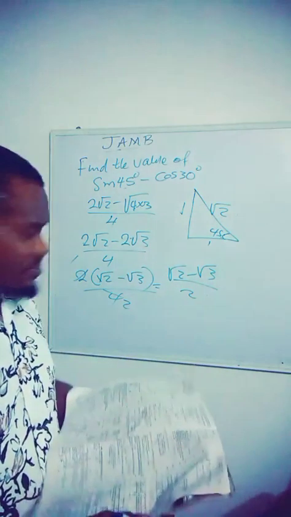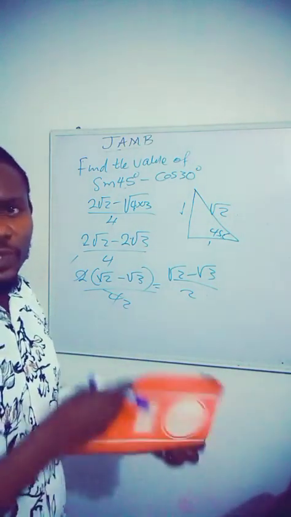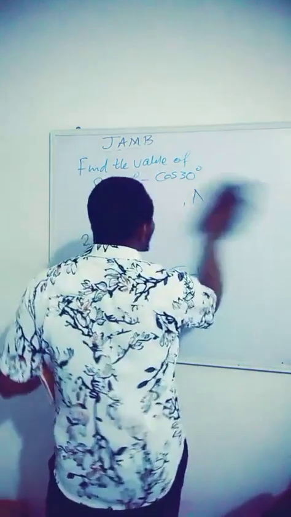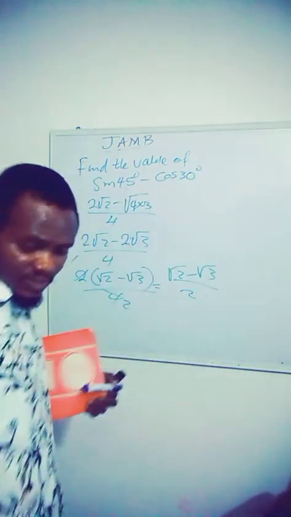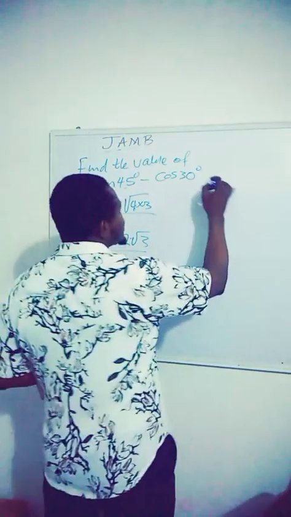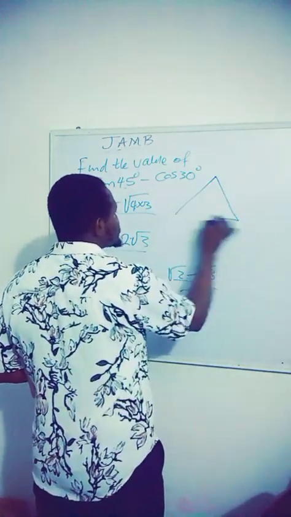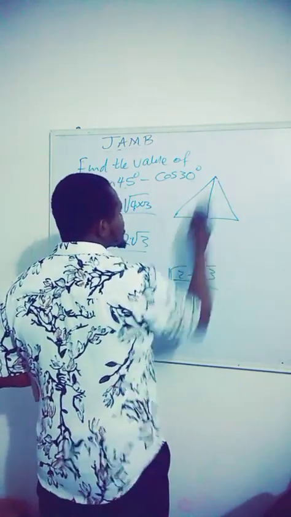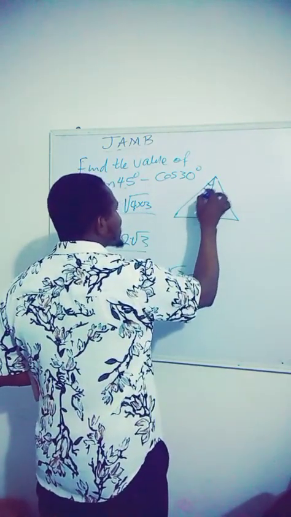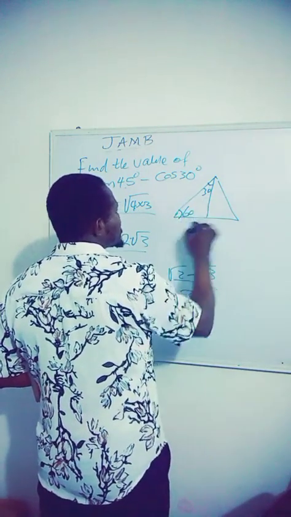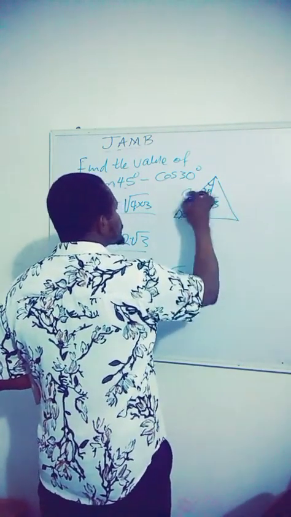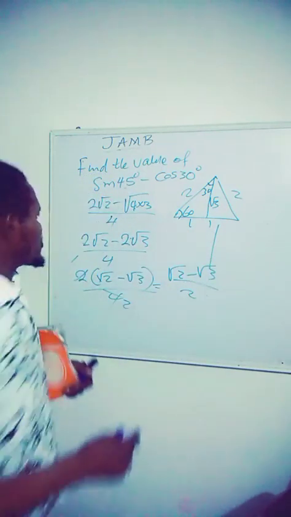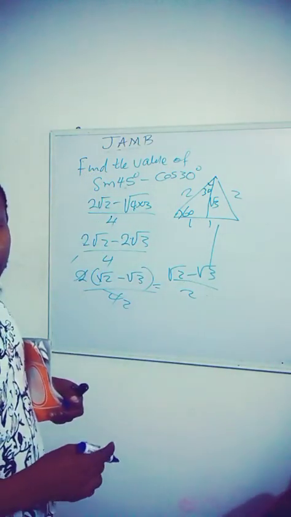Repeat. So all you need to do is to memorize this. This is the basic trigonometry that you need to know. When you have an equilateral triangle, they use it because this is 60, 60, 60, 180. That is why you're having this place as 30. Here is 60. Then here is root 3, 2, 2, 1, 1. Memorize it. You need to memorize that.